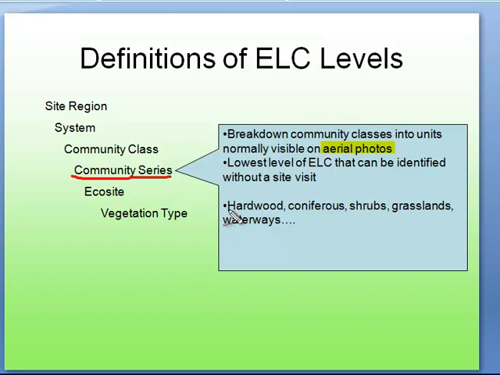So for example, is it hardwood? Is it coniferous? Is it just shrub? Is it barren rock? Is it grassland? Something that's identifiable for certain from an aerial photo. So that's community series, okay? So you can see it progressively gets more and more detailed as we proceed down this list of terms.